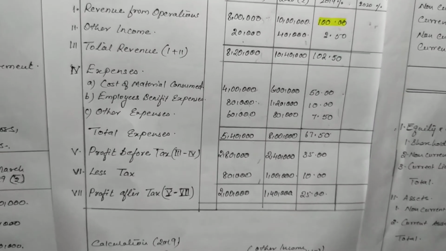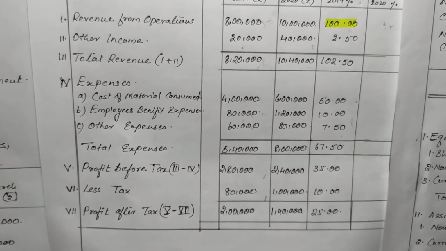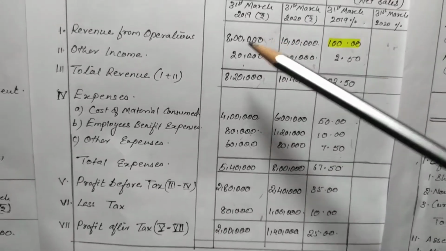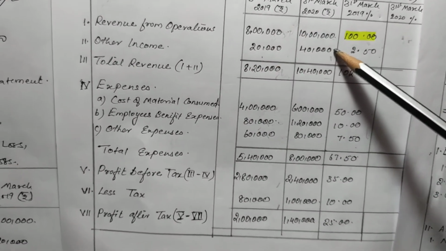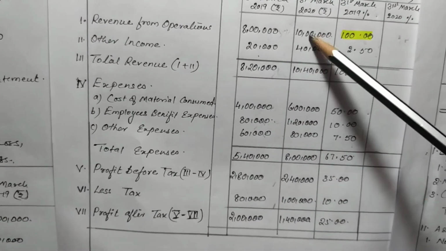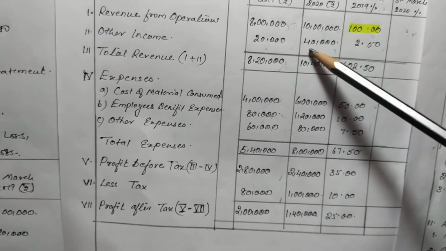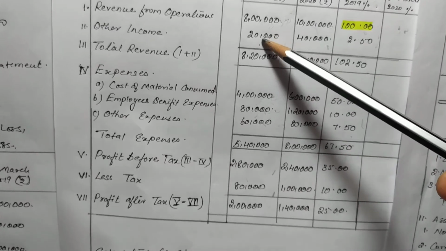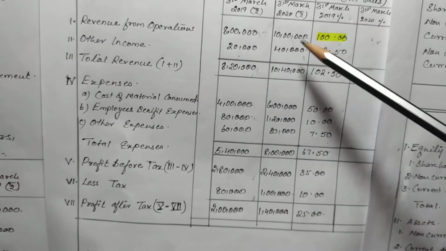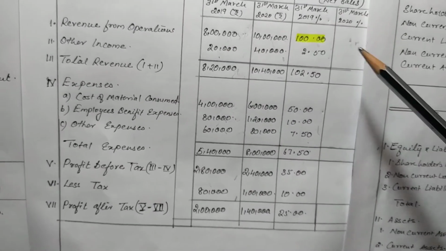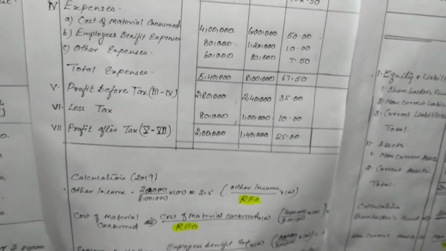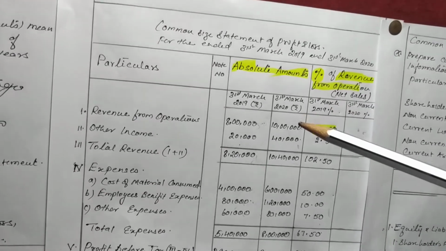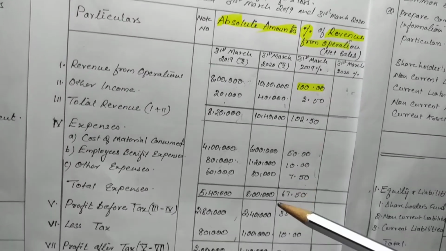So common size statement means a statement in which individual items of the financial statement of 2 or more years are placed side by side and thereafter converted into percentage, taking revenue from operation as a base, or total asset or total liability as a base. Okay, so this was the method of how to prepare the common size statement of profit and loss.